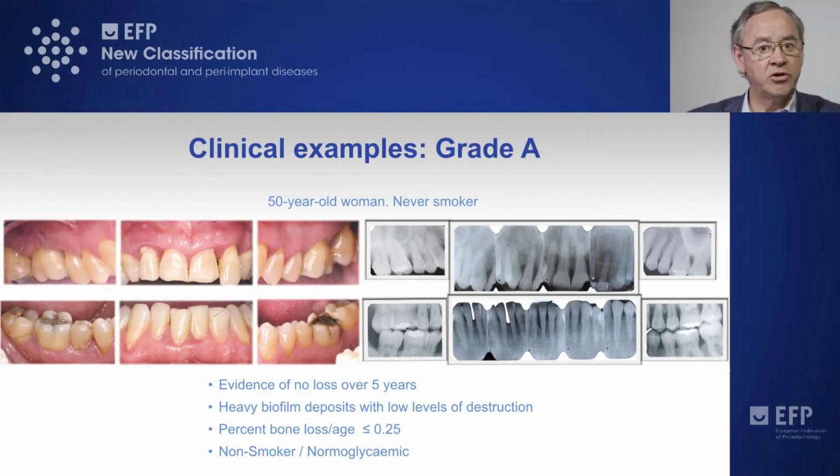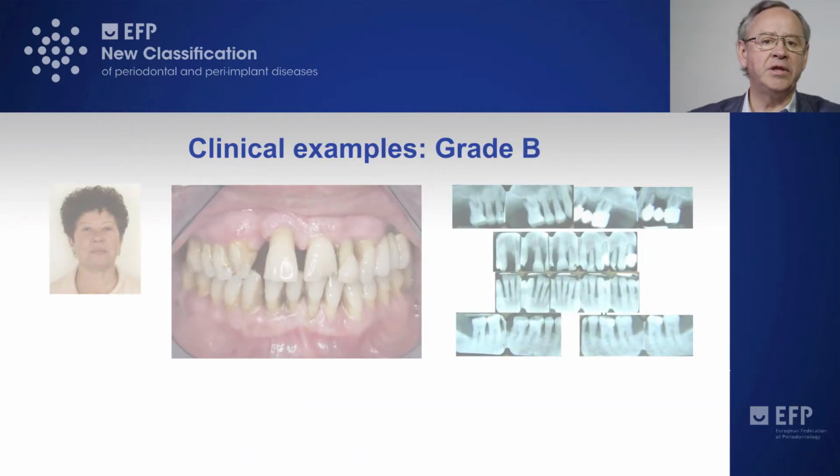A patient that is non-smoker, patient that is non-diabetic, is normal glycemic, and therefore this is a clear example of a grade 1. This is a clear example of a grade B.